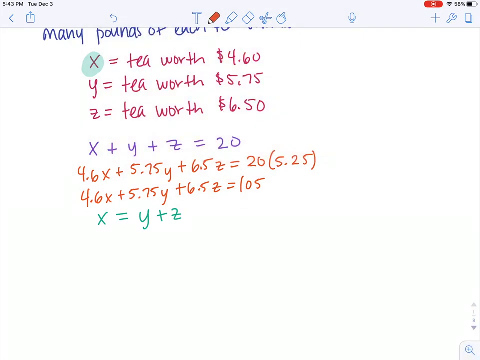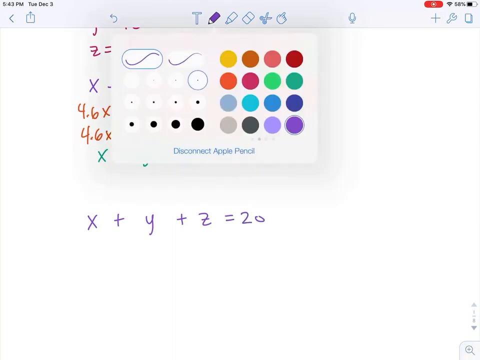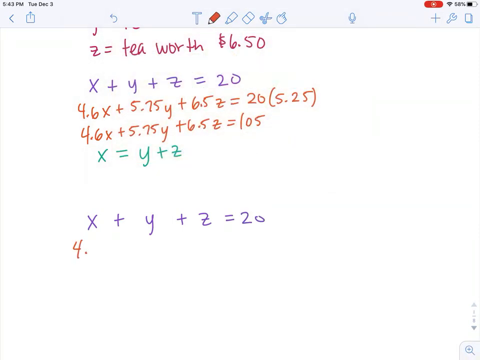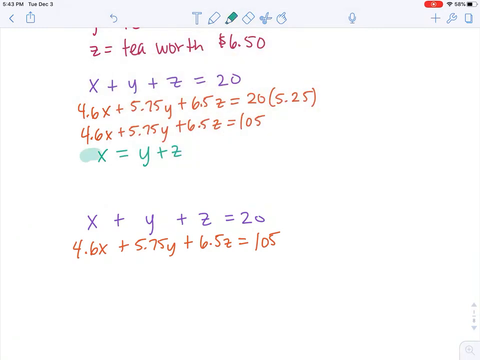So in order to use matrices, all of our variables have to be lined up. So the first two equations, x plus y plus z equals 20, and the next one, 4.6x plus 5.75y plus 6.5z equals 105. Those two are already set up. We just need to take this last one and solve it so that it's lined up just like the other ones.